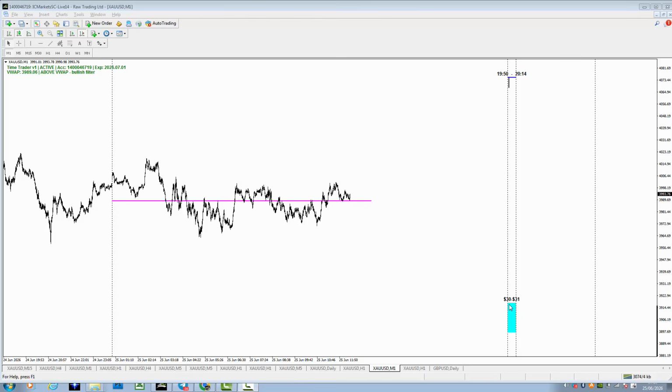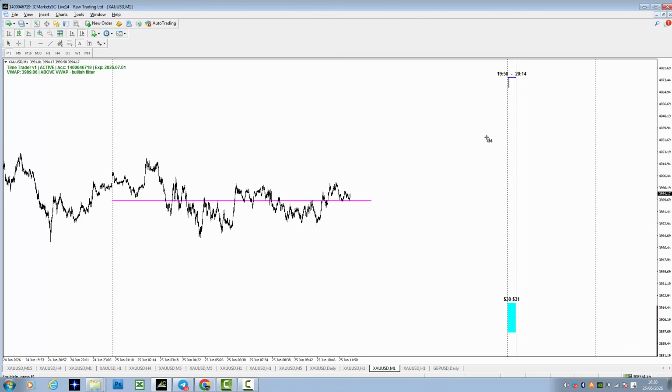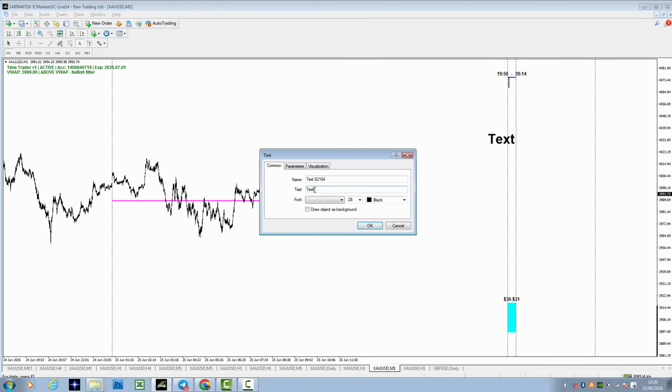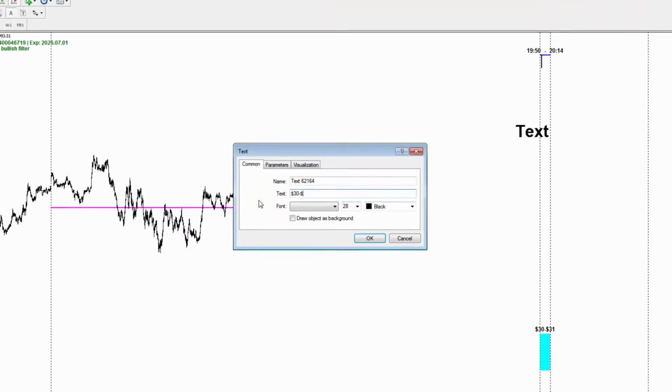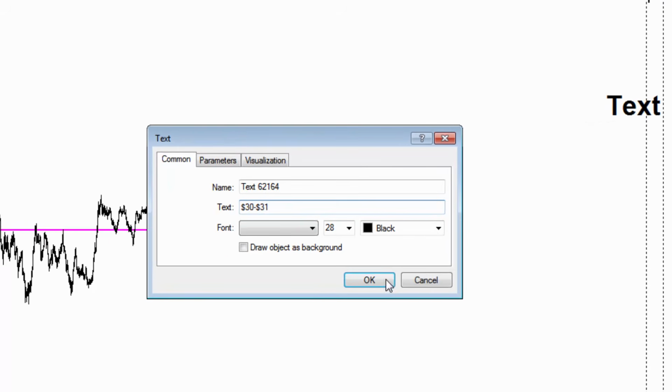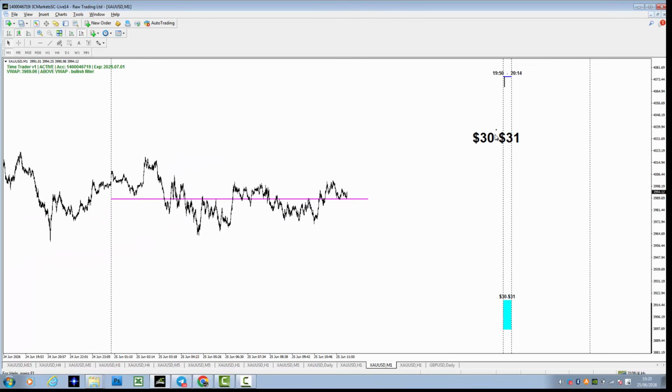So we've got that level, which is the $30, $31 move. What I'm going to do is take a label and say $30 to $31, just so I know where the big move is likely to come in today. And then I'll get a block and just run the block down here.